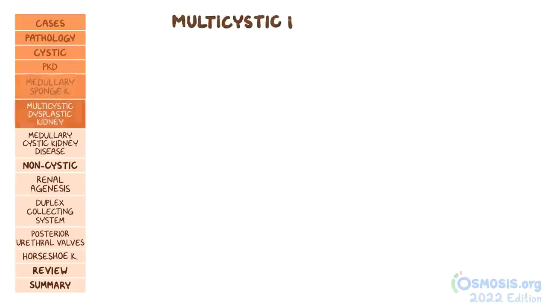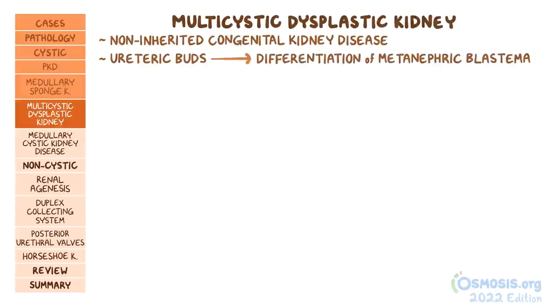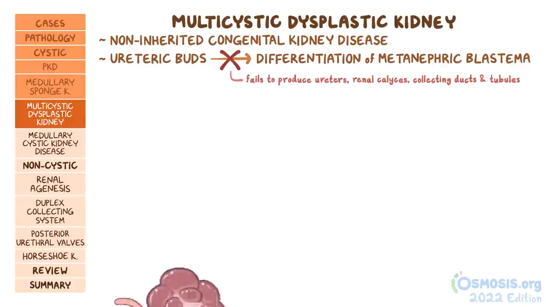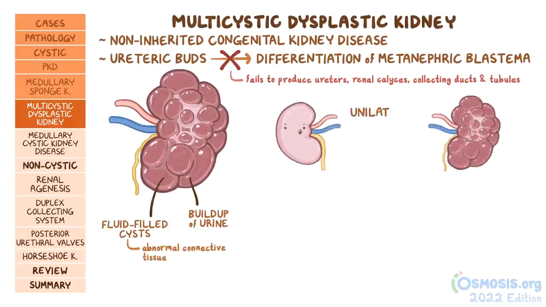Next, we have multicystic dysplastic kidney, which is a type of non-inherited congenital kidney disease, where ureteric buds fail to induce differentiation of metanephric blastema. As ureteric bud fails to produce ureters, renal calyces, collecting ducts, and collecting tubules, filtered urine is unable to exit the kidneys. This results in a buildup of urine and formation of multiple fluid-filled cysts that are composed of abnormal connective tissue.